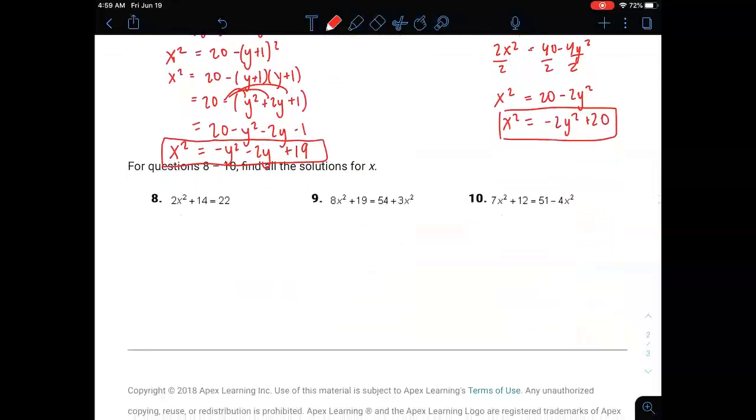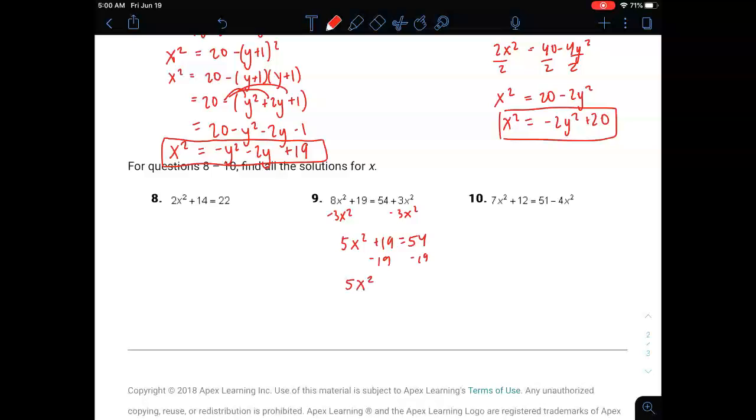All right, and then for the last one here, find all the solutions for x. So if I just choose to do one of these, I'll do number 9. Okay, so first off, I have to get all the variables for x on the same side and all the constants on one side. So what I'll do is I'll subtract 3x squared from both sides here. So I'm left with 5x squared plus 19 equals 54.